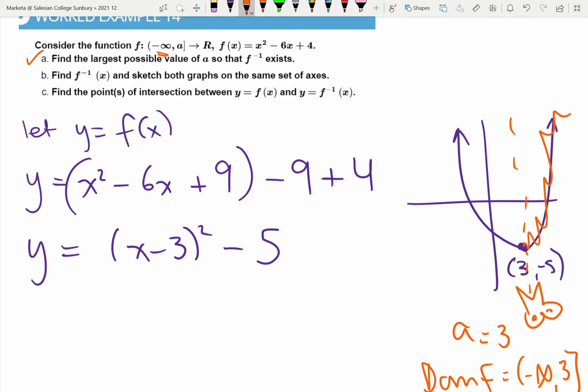All right. So we found the largest possible value of a, so 3, that's all you have to write there. I just added the domain and range so we can use it soon. Now, let's get a new color. So find f^-1(x) and sketch both graphs on the same set of axes.